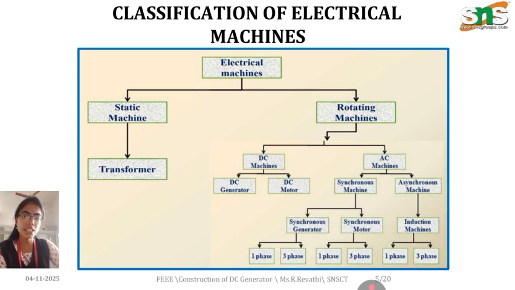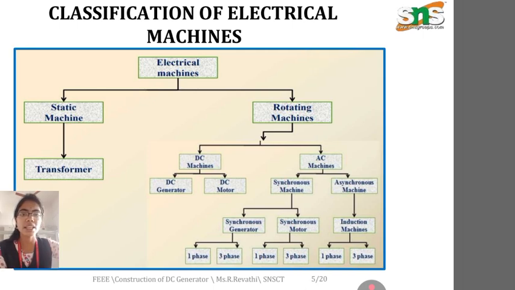DC machines have these two classifications only, but in AC machines, the synchronous machines are further classified into two types, synchronous generator and synchronous motor, whereas asynchronous machines are further classified into one type, that is induction motor. The induction motor is further classified into two types. One is single phase induction motor, another one is three phase induction motor. Whereas in synchronous machines, the synchronous generator is classified into single phase and three phase synchronous generator. And synchronous motor is further classified into two types, single phase synchronous motor and three phase synchronous motor.